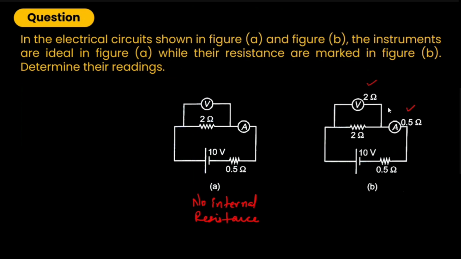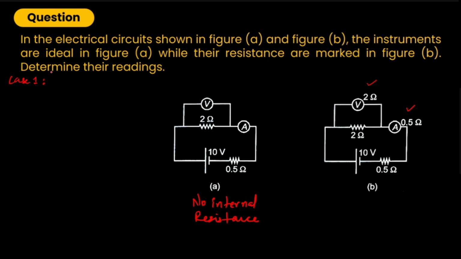So each voltmeter and ammeter has resistance. Let us try to find out the readings. How are their readings going to be affected? Let us find this out in the first case and then in the second case. You will learn a lot in this question about voltmeters and their internal resistance.